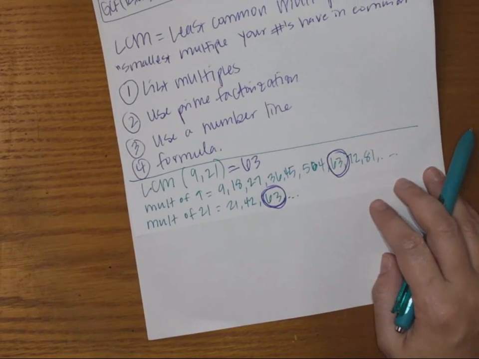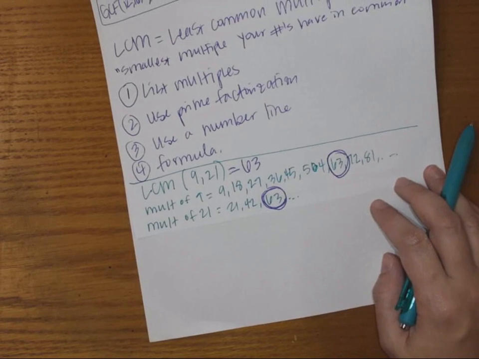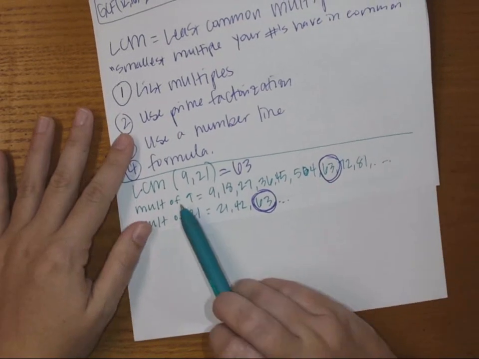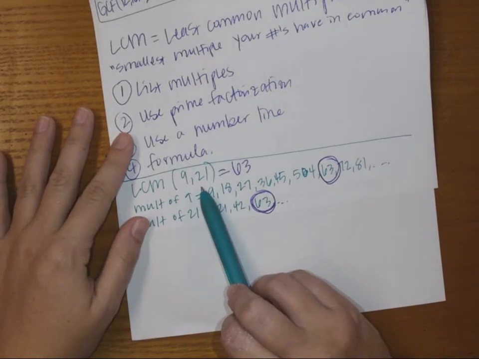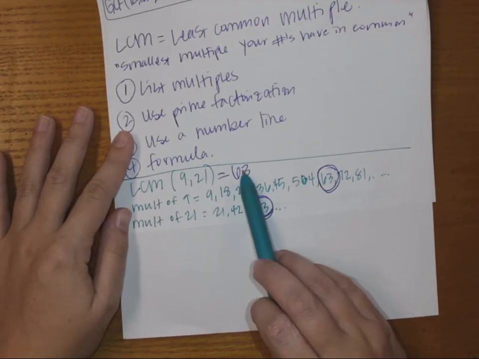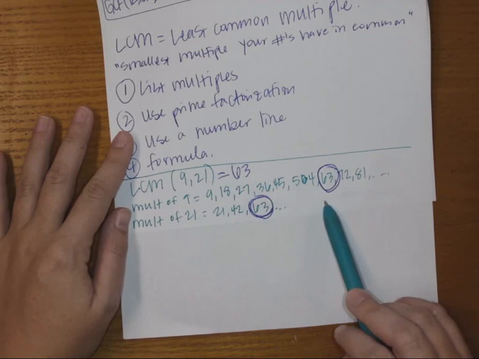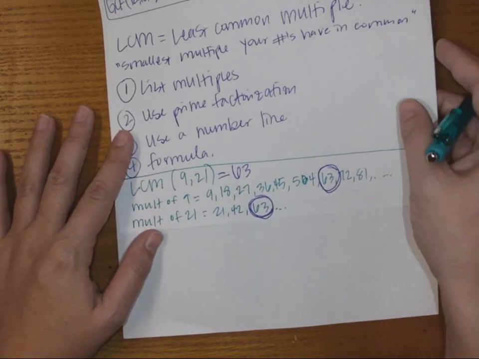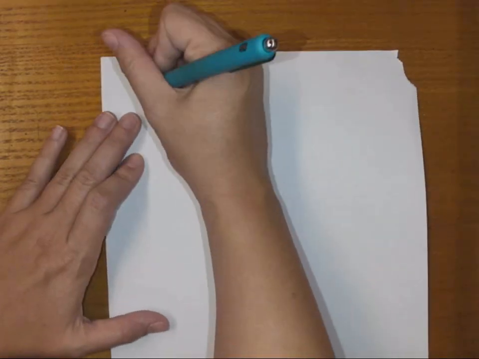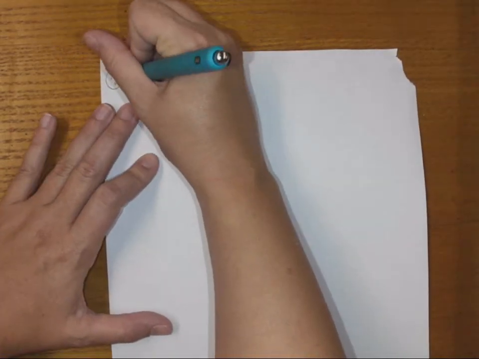Okay, again, this is a way to do it. It's not necessarily the most efficient way because if my numbers were bigger or my least common multiple was a really big number, it would take me a long time to get there, and it's a lot of writing. So we can do the prime factorization. So let's do that.